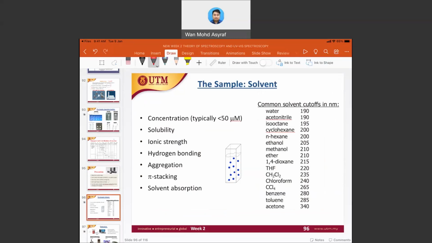All right. So the solvent, this is the common solvent that is used inside UV spectrometry.